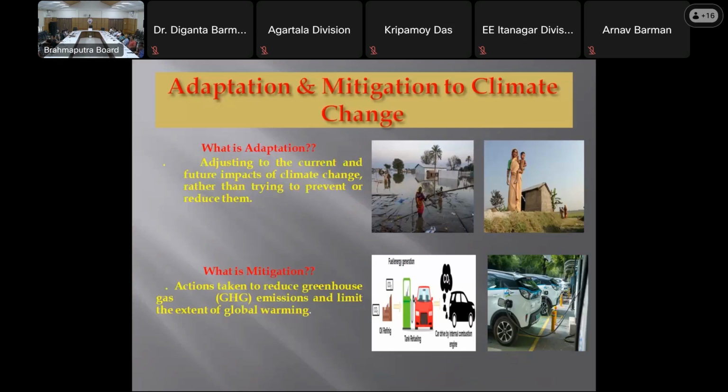Next, what is mitigation? Actions taken to reduce greenhouse gases. Greenhouse gases limit the extent of global warming. So instead of petrol vehicles, you can use electric vehicles, so that the mitigation reduces greenhouse gas. It is our advice.